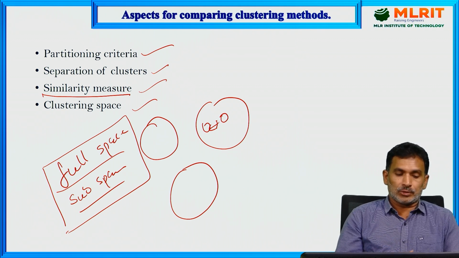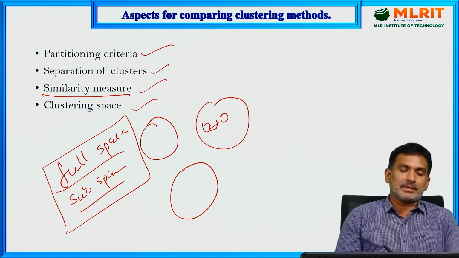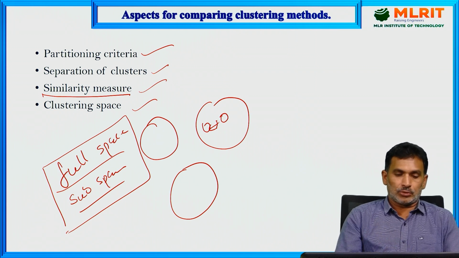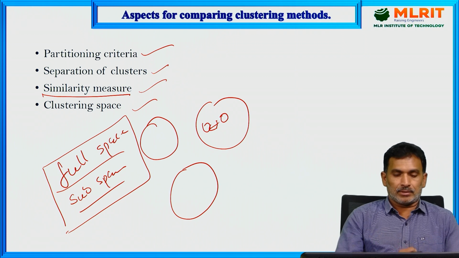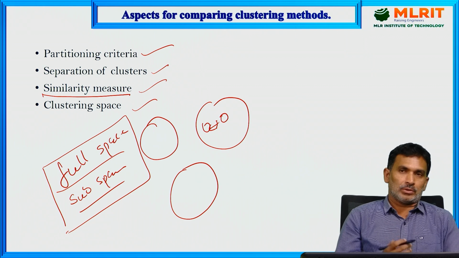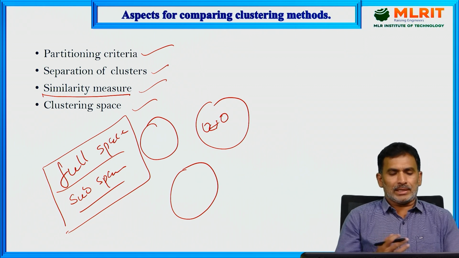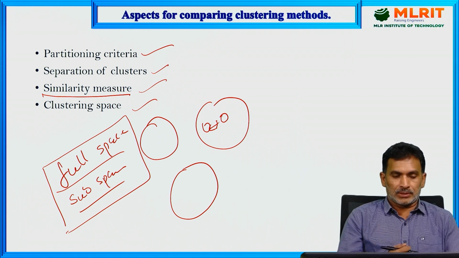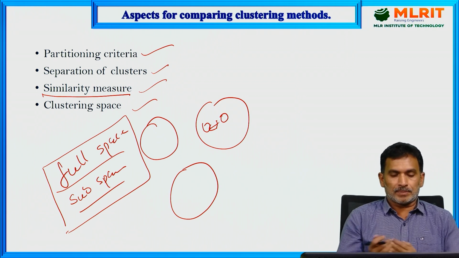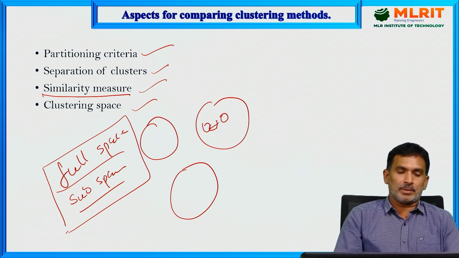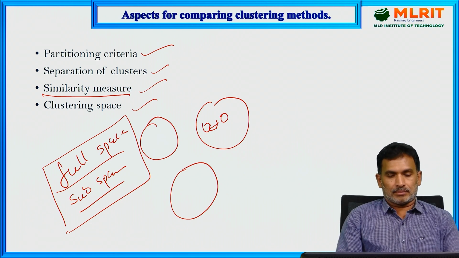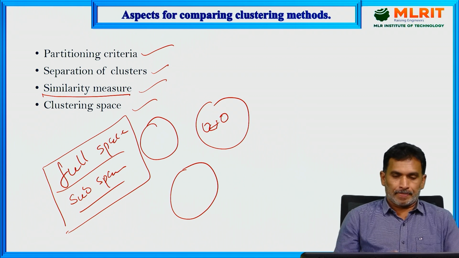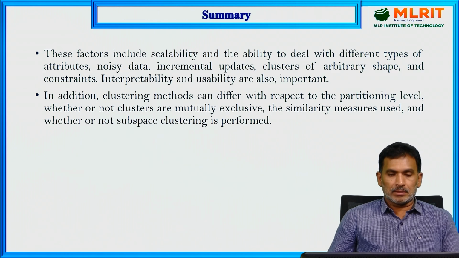Similarly in clustering, if we use the complete information in the data set to cluster the objects into different groups, then we are using the full space, which is very costly. Whereas in subspace clustering, not the entire information is used from the data set; a subset of attributes is used to perform the clustering and identify the similarities. Based on all these aspects, we will compare the different clustering methods.